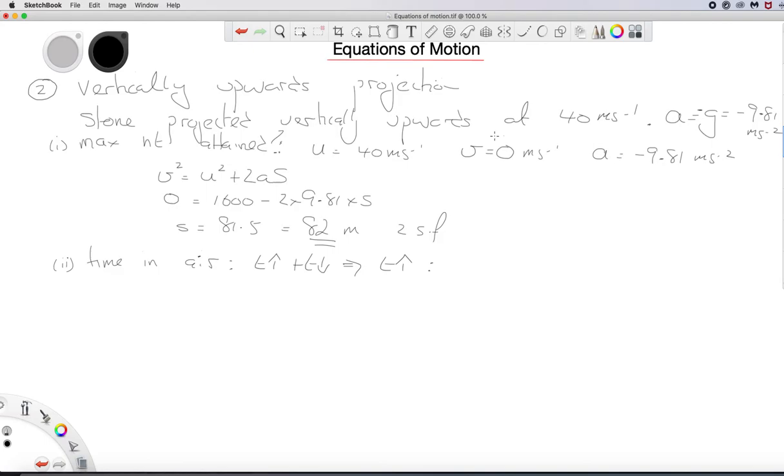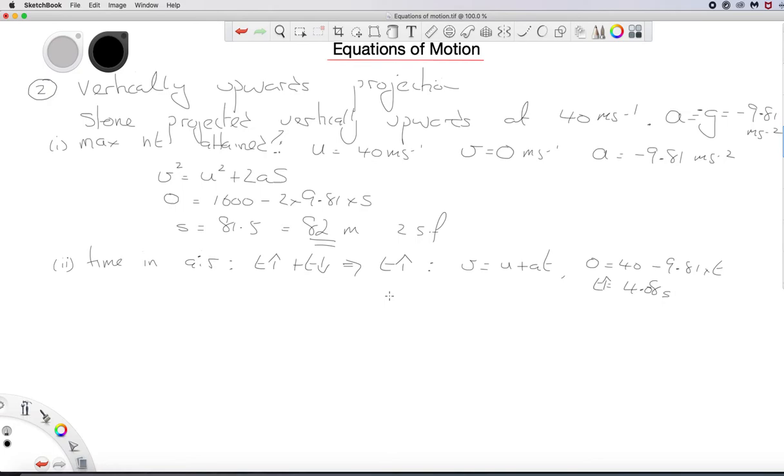So how about V equals U plus AT? I'm going to work horizontally as far as I can here to let me do all of this in one. So we know 0 is 40 minus 9.81 times t, which gives us t on the way up to be 4.08 seconds. Now, if we wanted that as our answer, we would write it as 4.1 seconds, but we don't want that. And we're not going to round just yet, because we don't round in the middle of calculation.